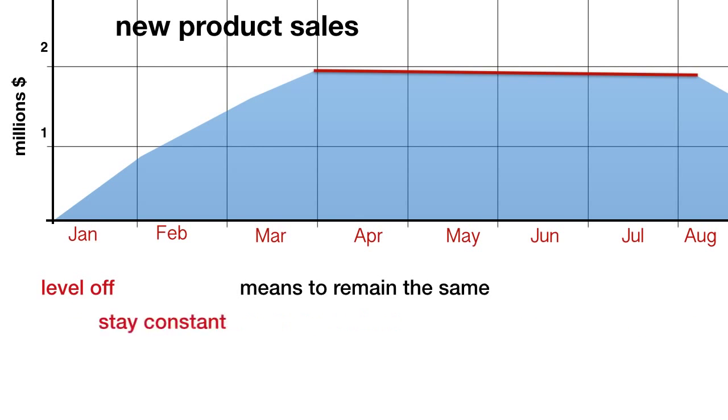It really means you reach a certain level and then the sales or the volume stay the same or remain the same. And we can say they remain constant or stay constant or remain flat. Three ways very commonly used to describe this situation, this trend where there's no change. Sometimes it's a little negative to say sales are flat because obviously it means there's no movement up.